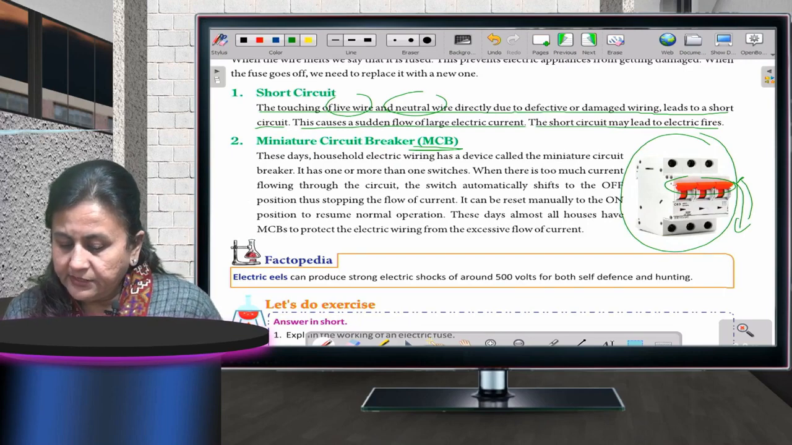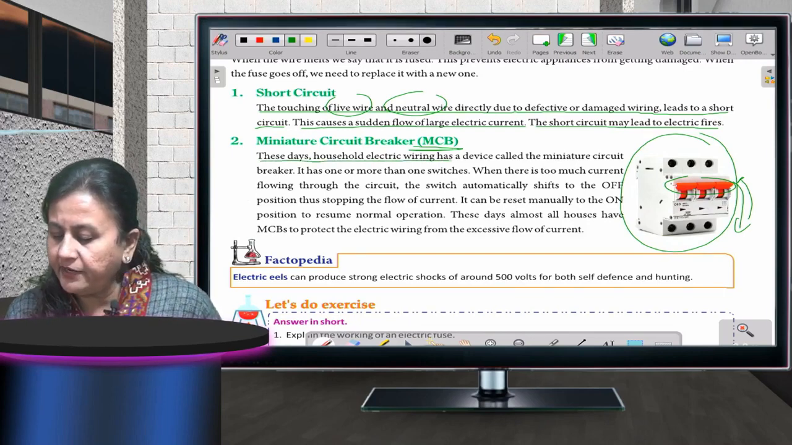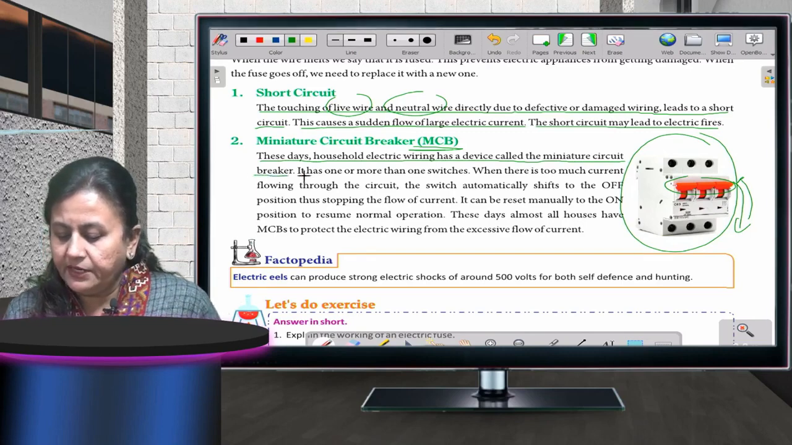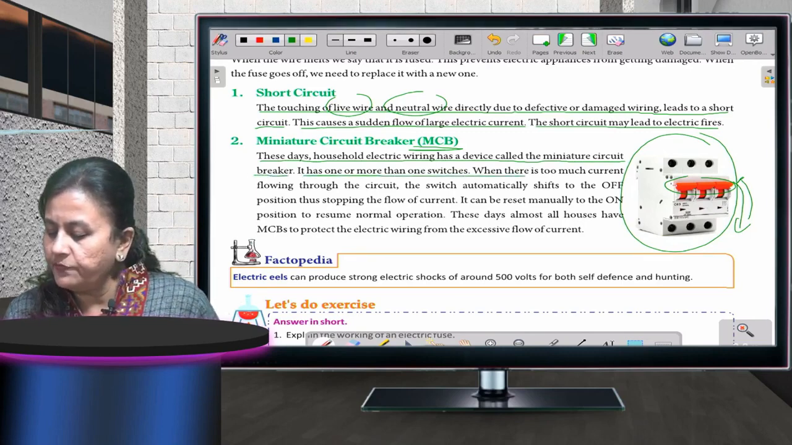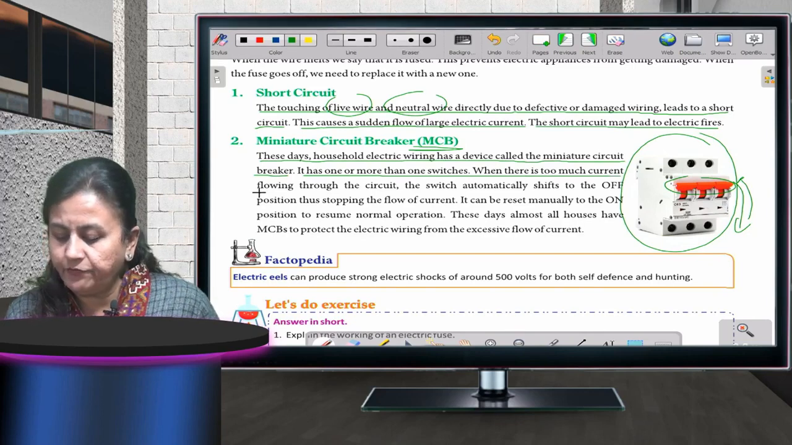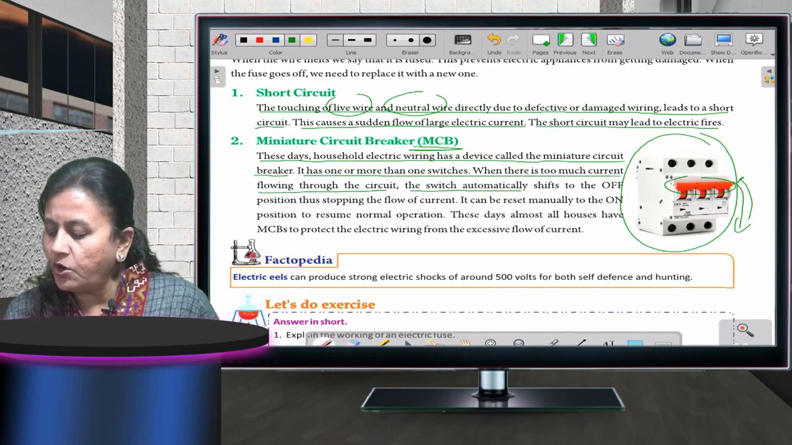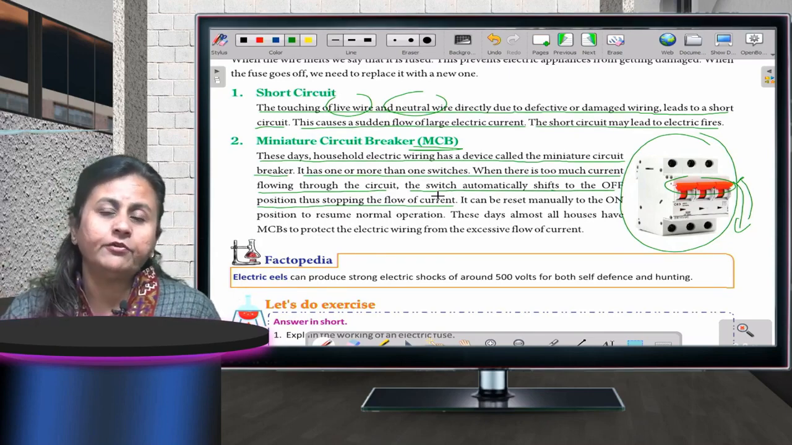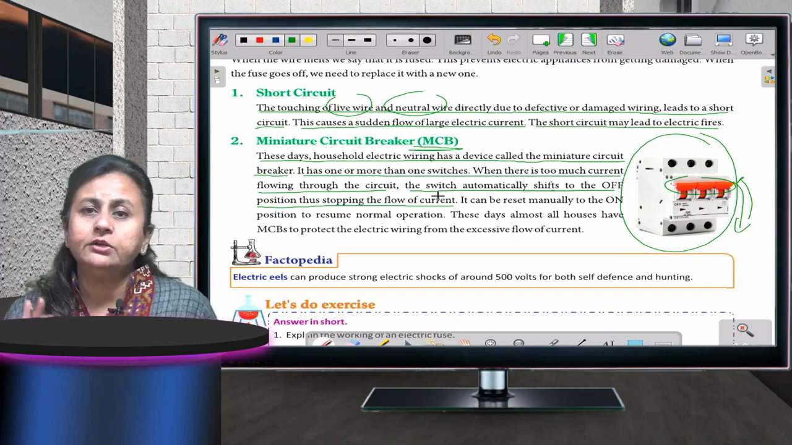These days, household electrical wiring has a device called the miniature circuit breaker. It has one or more switches. When there is too much current flowing through the circuit, the switch automatically shifts to the off position, thus stopping the flow of current. Just now I told you, as soon as there is a fault, this MCB would fall down and the electric current would stop. But if you push it up again, the current would start again.